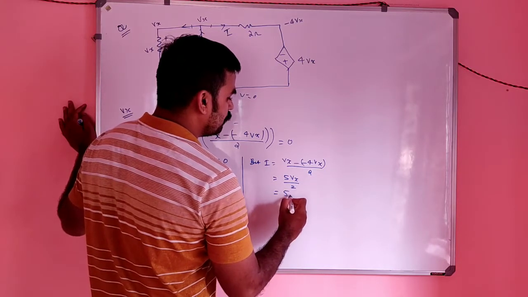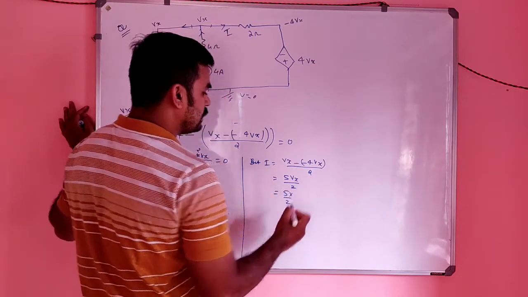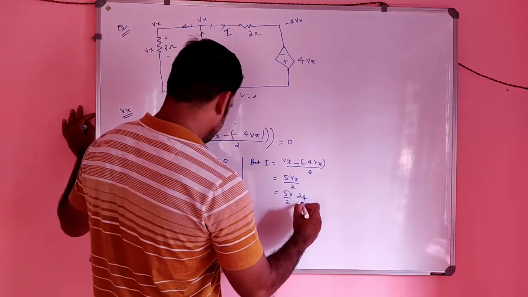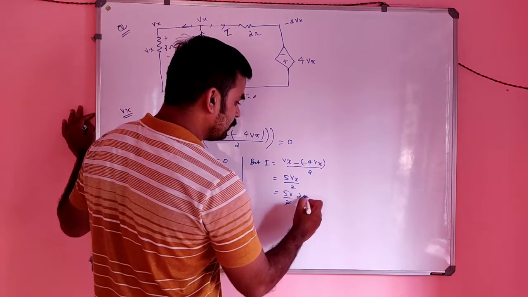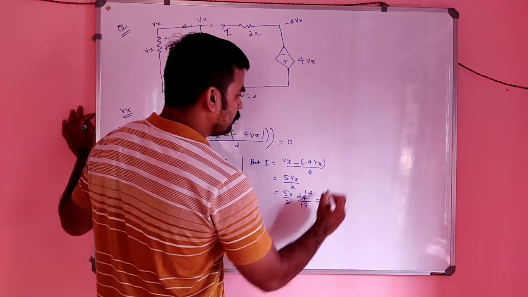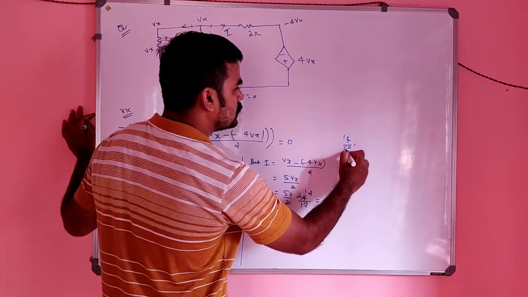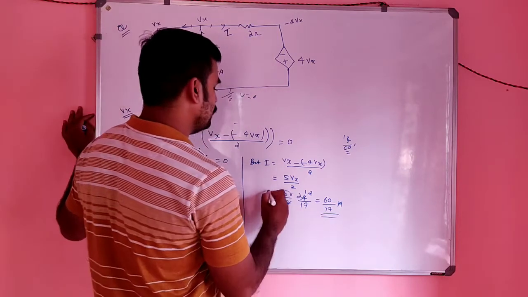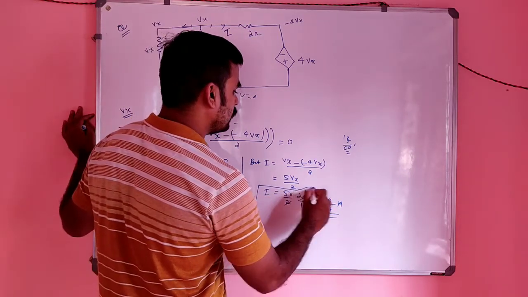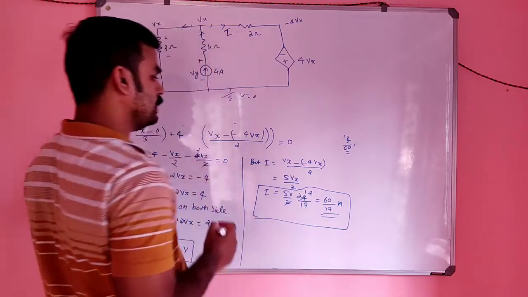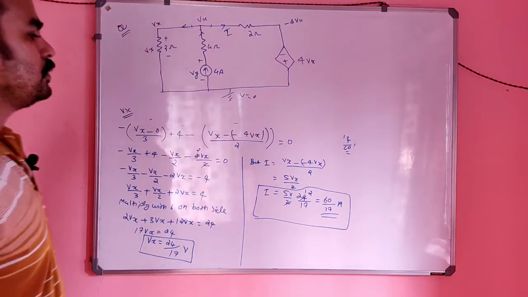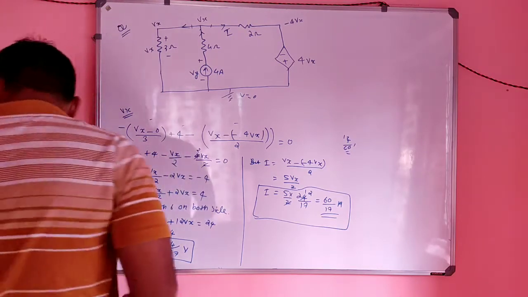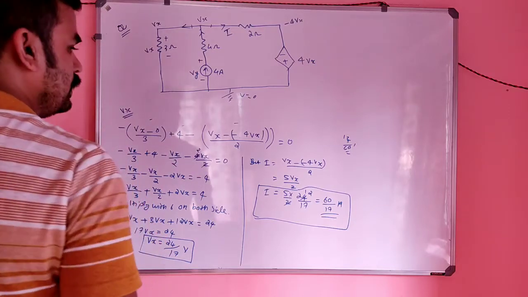So it will become 5 by 2 into Vx, and Vx is 24 divided by 17. So 12 into 5, that is 60. So 60 by 17 ampere. So that is the value of I. Let's check the answer. Yes, it is correct.